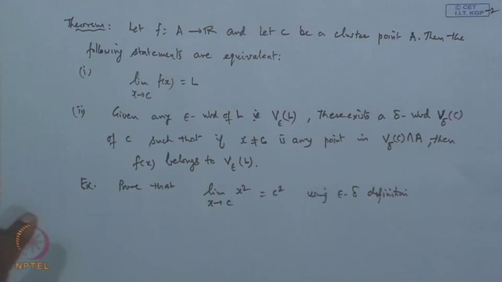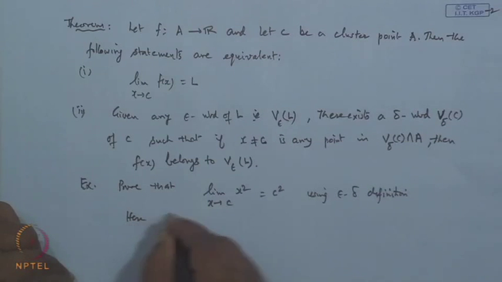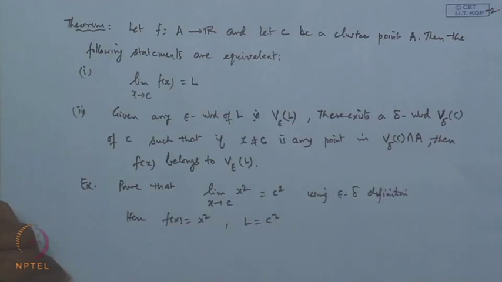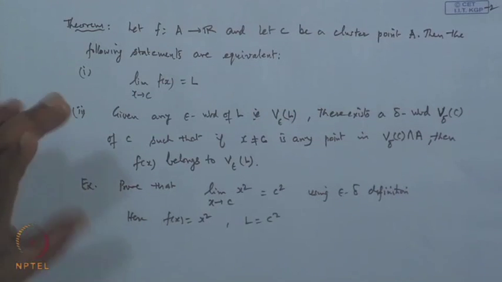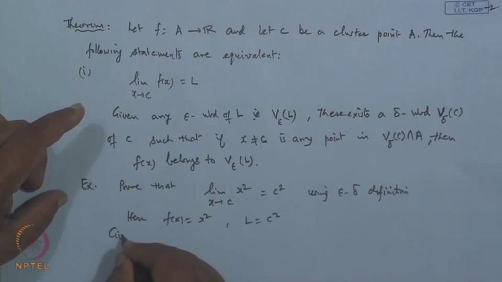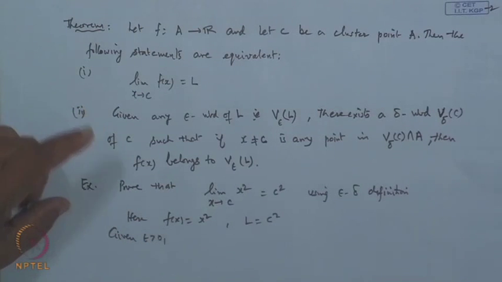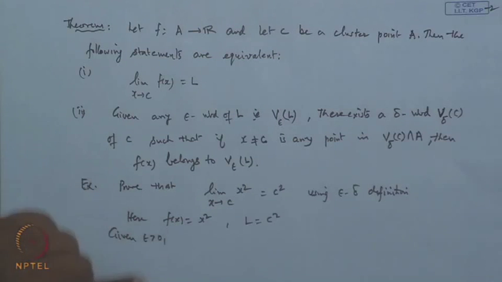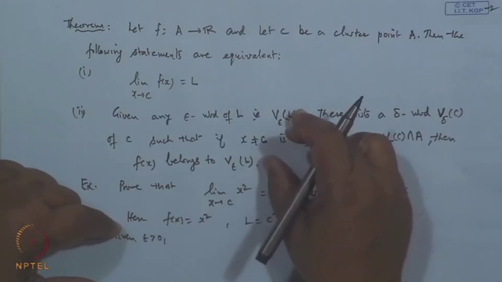Okay. So, what is our function? Here the function f(x) is x squared, and L is c squared. What we want is for epsilon, we will choose first. So, let epsilon be given. Given any epsilon greater than 0, we have to identify the delta so that this condition holds.